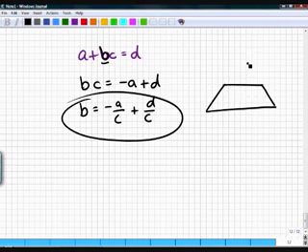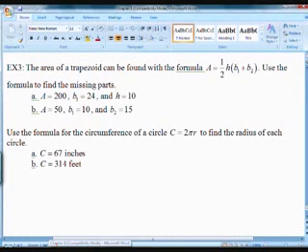But you have 2 bases. That's what B1 and B2 in your formula are. And you have a height, which is that. So that's what everything stands for. You don't have to know that. It says the area of a trapezoid can be found with this formula. Use the formula to find the missing parts.